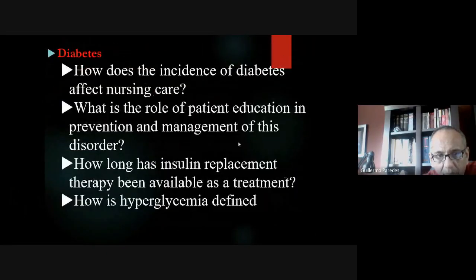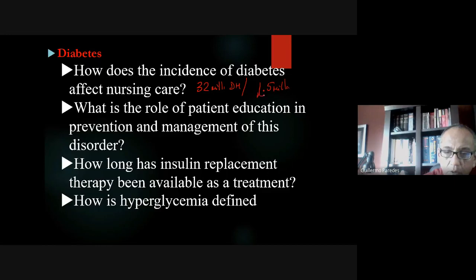So in diabetes, how does the incidence of diabetes affect nursing care? In the United States, we have 32 million patients with diabetes. We have 1.5 million new cases in a year. We have about 6 to 10 million people pre-diabetic. And the pre-diabetic patients suffer from hypertension. They can die from myocardial infarction. They can die from strokes.